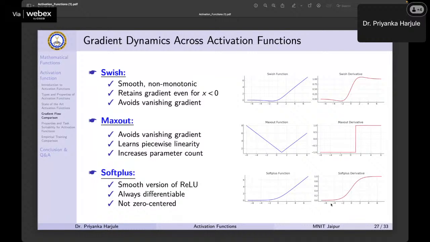So Swish, Maxout, and Softplus are the modern activation functions. Swish is an excellent modern choice for deep models because it retains gradients and helps avoid saturation, as can be seen from this graph. Maxout is very flexible but impractical due to computational cost, and Softplus is a nice theoretical choice but offers less practical benefit over ReLU in many problems.